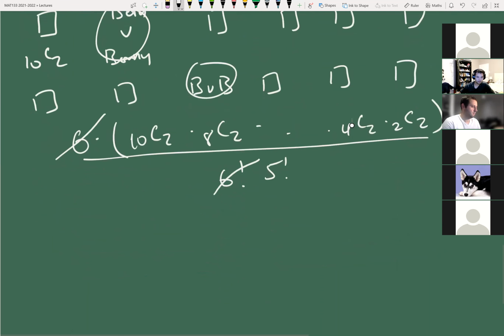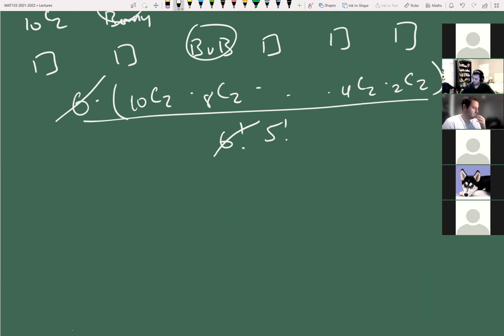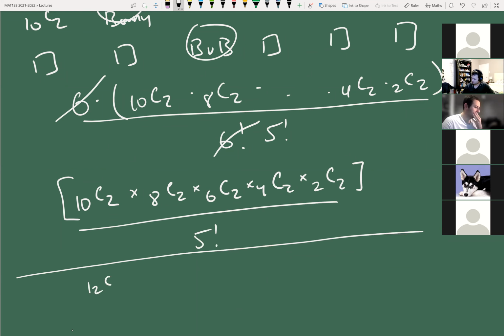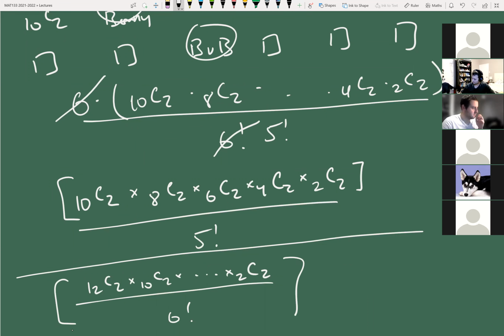So the final answer that we get is 10 choose 2 times 8 choose 2 times 6 choose 2 times 4 choose 2 times 2 choose 2 divided by 5 factorial, all divided by 12 choose 2 times 10 choose 2 times ... times 2 choose 2 divided by 6 factorial. Maybe let me put brackets, make this a little bit more readable. That's the final answer.